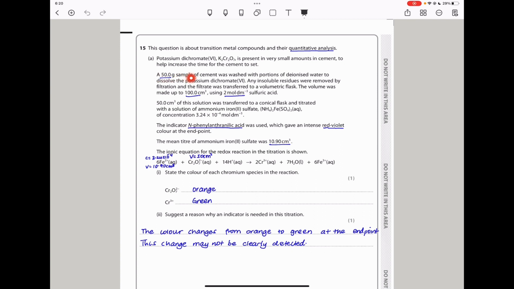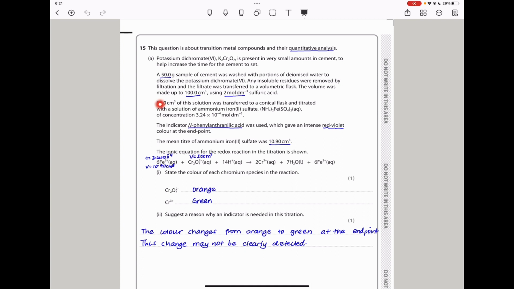A 50-gram sample of cement was washed with portions of deionized water to dissolve the potassium dichromate. Any insoluble residue was removed by filtration and the filtrate was transferred to a volumetric flask. The volume was made up to 100 cm³ using 2 mol per dm³ sulfuric acid.